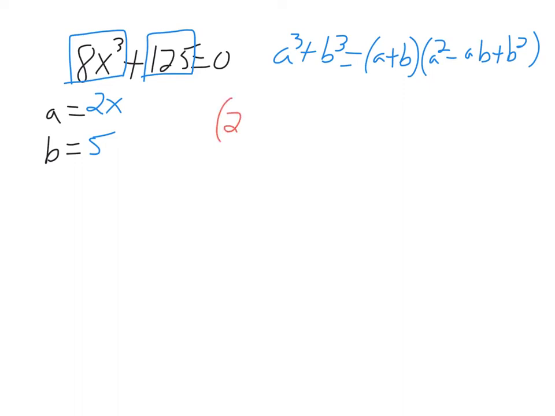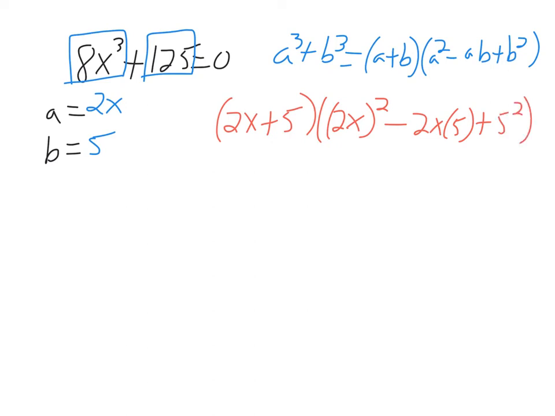Alright, so I have 2x plus 5, because 5 is my b, 2x is my a, and times a squared. Well, what's my a? 2x, so I have to square that, minus a, what's my a? 2x, times b, what's my b? 5, plus b squared, my b is 5, so I have to square that.